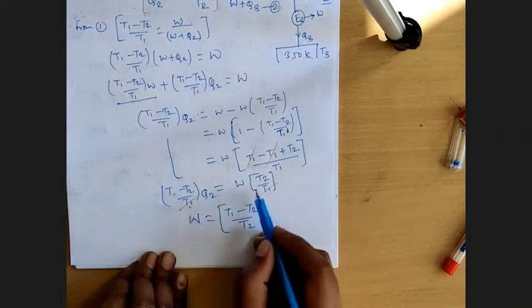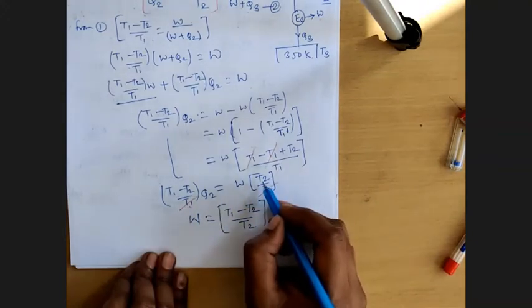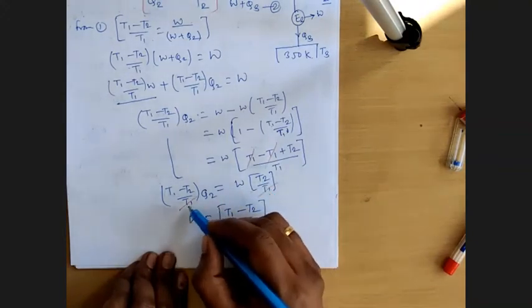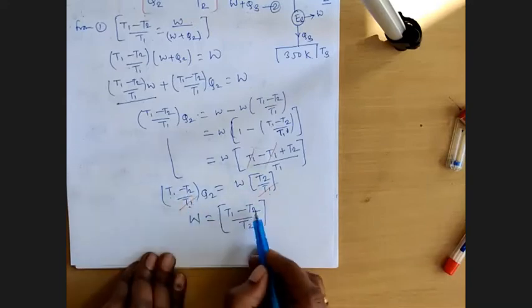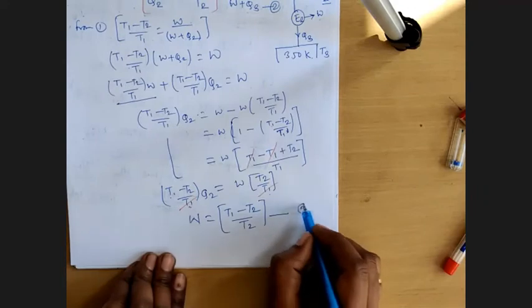This T1 got cancelled. This W into T2 is there. So I have shifted this T2 to the left. So that will become T1 minus T2 by T2. Suppose this is equation number 3.